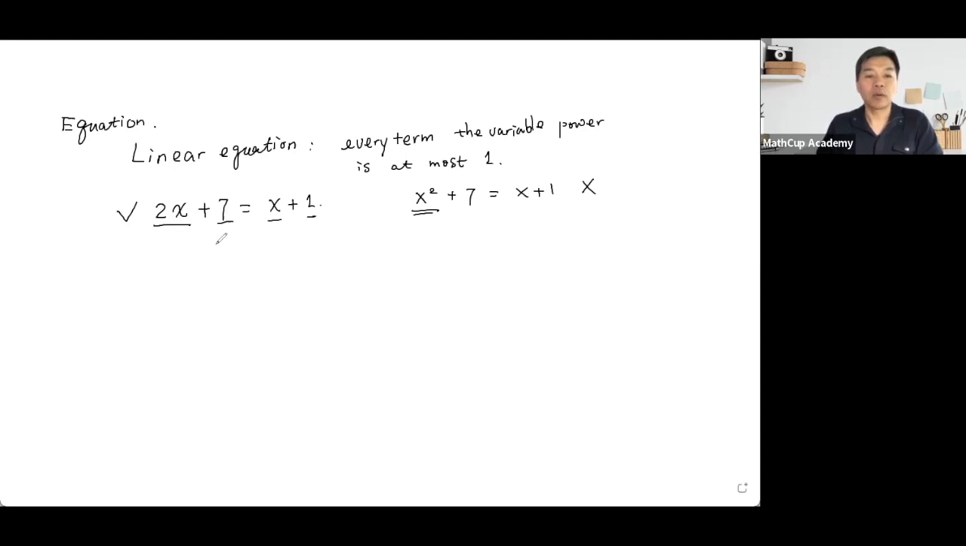And if you have 2 variables, let's say x equals y plus 1, then this is also a linear equation because even though there are 2 variables, each variable has power 1. This is also linear. On the other hand, xy plus 1 equals y plus 1 is not linear, even though each of the variables has power 1, because we have a product here. So when you have a product, you have to combine the exponents together. So this has a power 2. So this is not a linear equation.